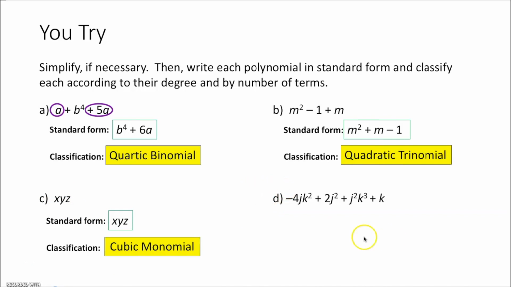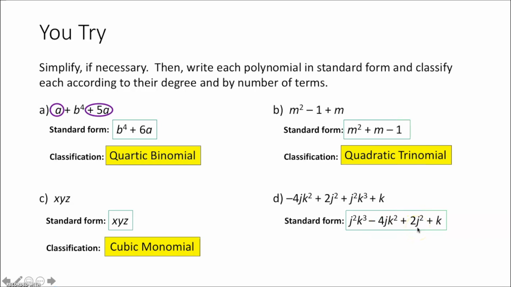For part D, we're doing the same thing. So first, can we simplify this? Well, it looks like we have some terms that have the same variables, but not to the same degree. Therefore, no, there's nothing we can simplify here. So we're going to write this in standard form. We go from highest degree to lowest degree. So which term has the highest degree? That would be this right here. This would be degree 5, followed by degree 3, and then 2, and then 1. So that's in standard form now.